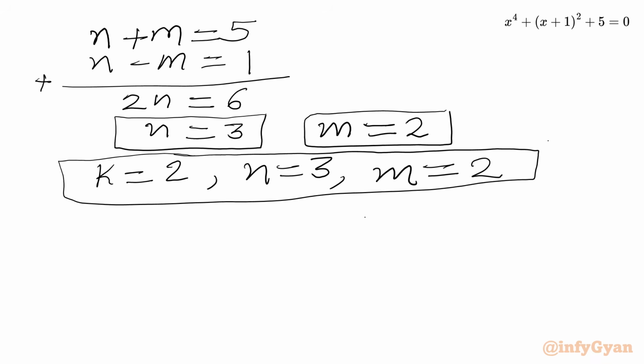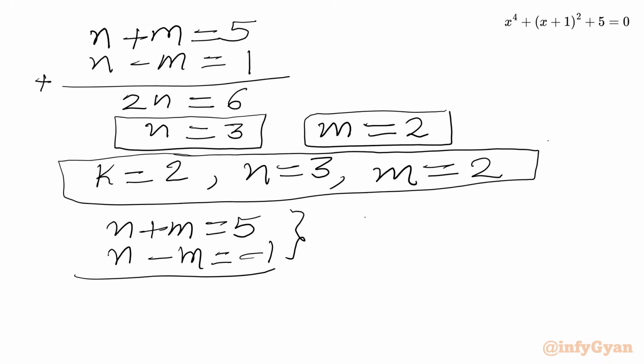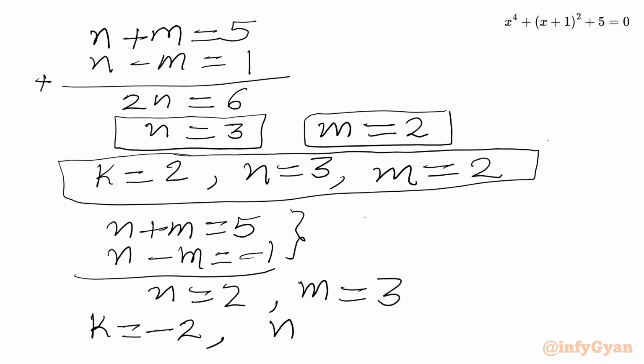Now we will consider the second system, n plus m equal to 5 and n minus m equal to negative 1. If we solve this system by adding these two, we will get n equal to 2. And by plugging n equal to 2 in the first equation, we will get m equal to 3. So for k equal to minus 2, we have n equal to 2 and m equal to 3.